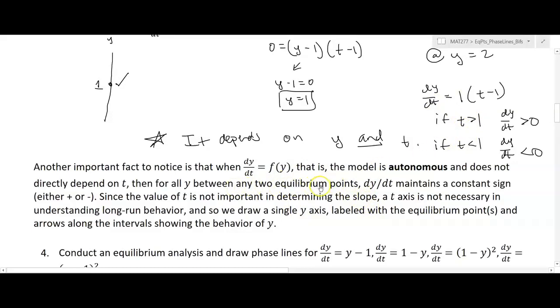Since the value of t is not important in determining the slope, a t-axis is not necessary in understanding long-run behavior, and so we draw a single y-axis, as we've been doing, with the equilibrium points and arrows along the intervals showing the behavior of y.